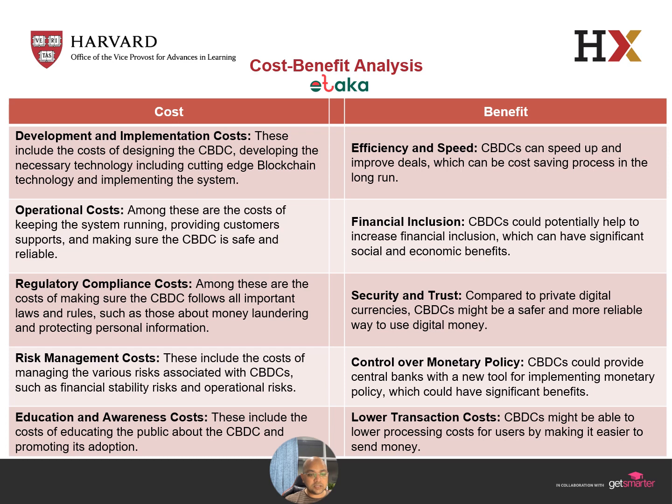Education and awareness cost. To educate the people, the marketing cost will be there, but it lowers the transaction cost. CBDC might be able to lower the processing cost, making it easier for users to send money. As I said earlier, when they send money through exchange houses and banking, the legal channels, the expenses are high. But when they use the blockchain technology, the Itaka, it will be much lower, but we have to educate. So the investment for educating the people is there.